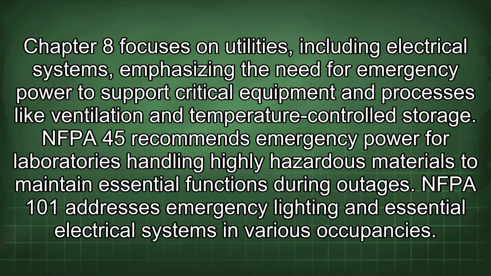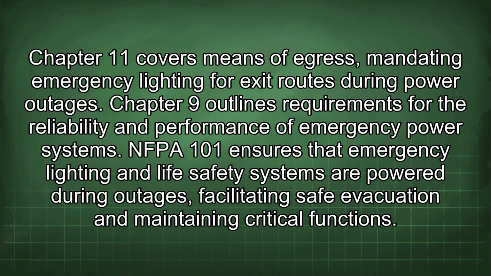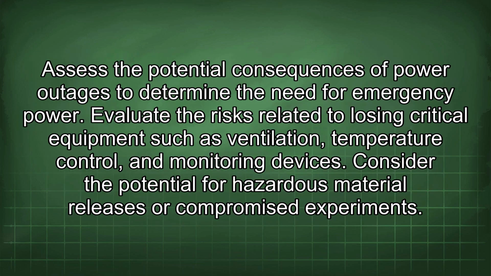NFPA 101 addresses emergency lighting and essential electrical systems in various occupancies. Chapter 11 covers means of egress, mandating emergency lighting for exit routes during power outages. Chapter 9 outlines requirements for the reliability and performance of emergency power systems. NFPA 101 ensures that emergency lighting and life safety systems are powered during outages, facilitating safe evacuation and maintaining critical functions. Assess the potential consequences of power outages to determine the need for emergency power.